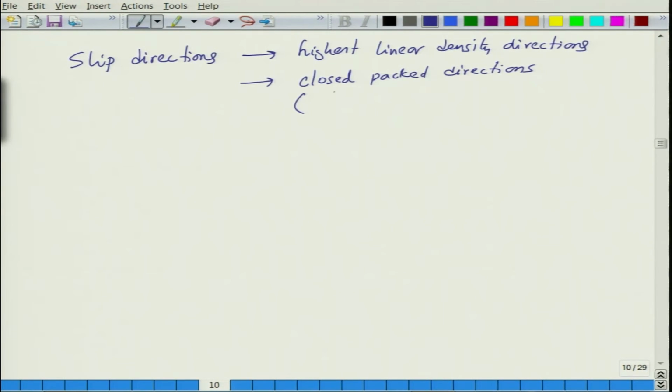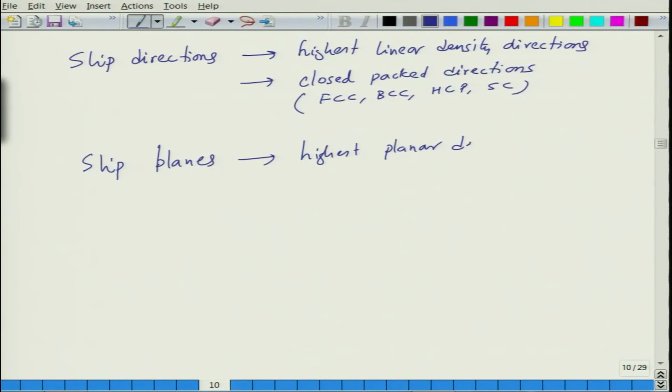So, if you look at the cases of FCC, BCC, HCP, simple cubic, these all have close packed directions, with atoms touching in a sphere model. And then slip planes are the highest planar density planes, or you can say close packed planes.